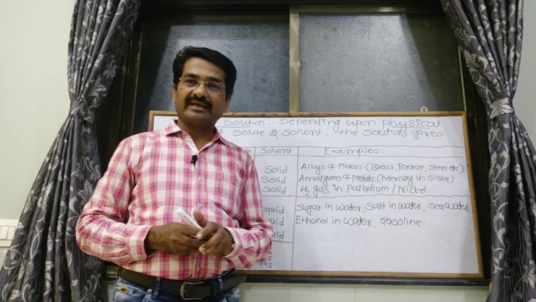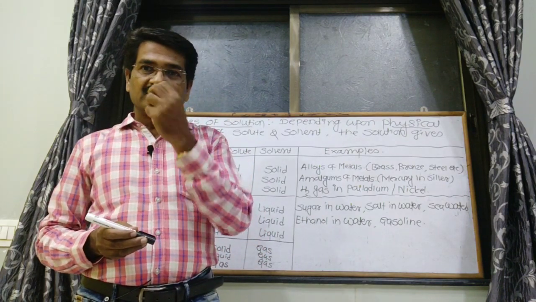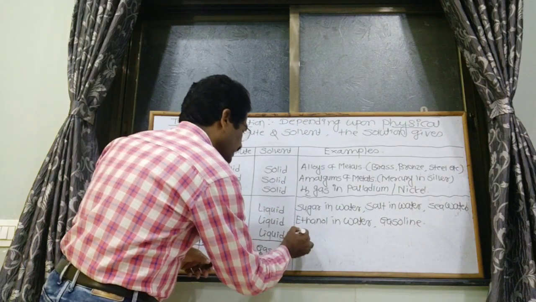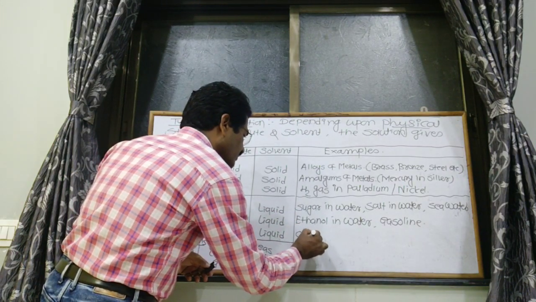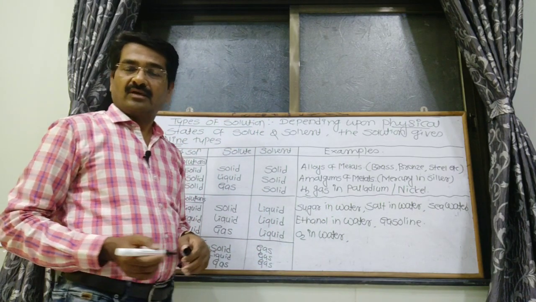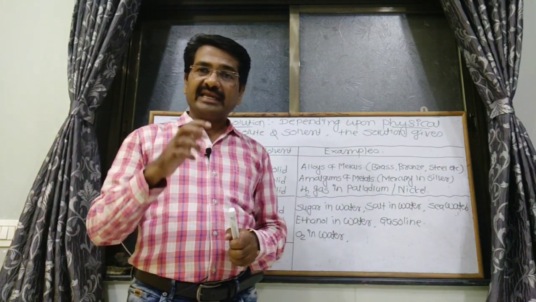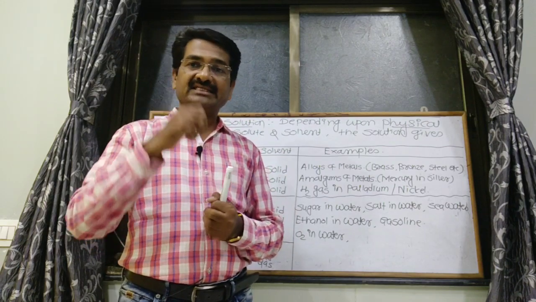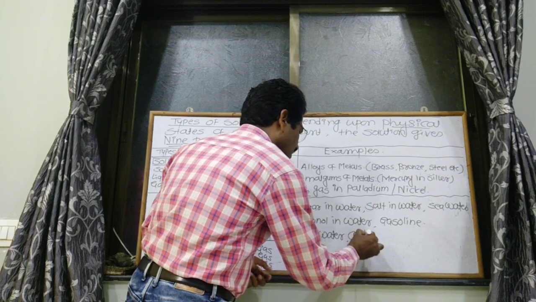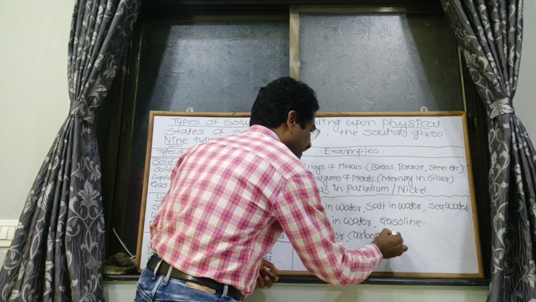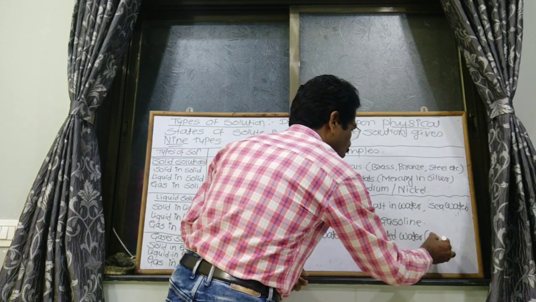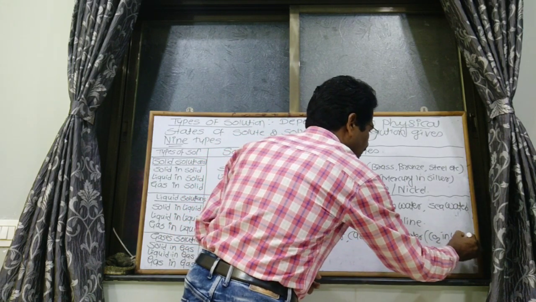Then gas in liquid. The next type of solution, gas in liquid. That is a smaller proportion of gas and a larger proportion of liquid. Then O2 in water, oxygen in water. Another example, aerated drinks or carbonated drinks. Carbonated water, that is CO2 in water.